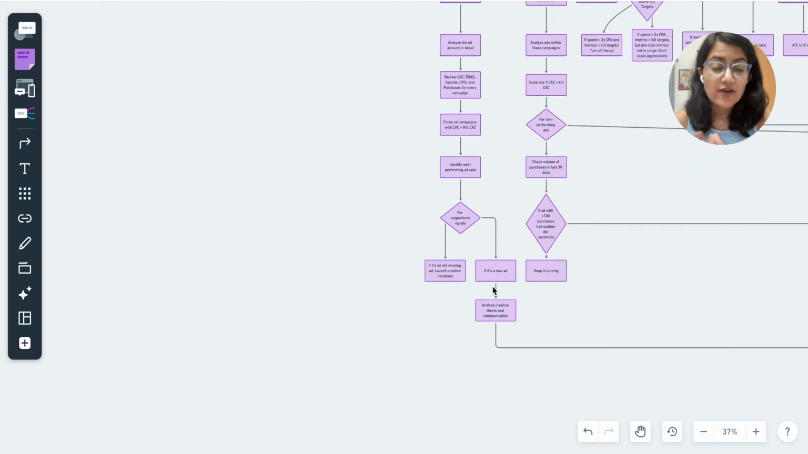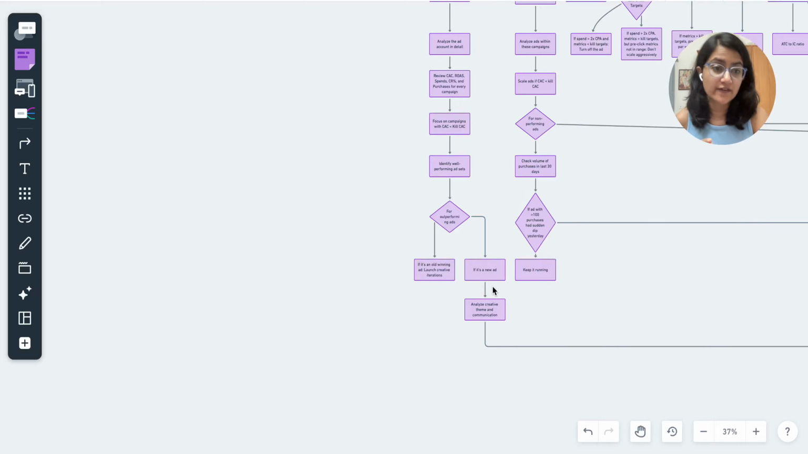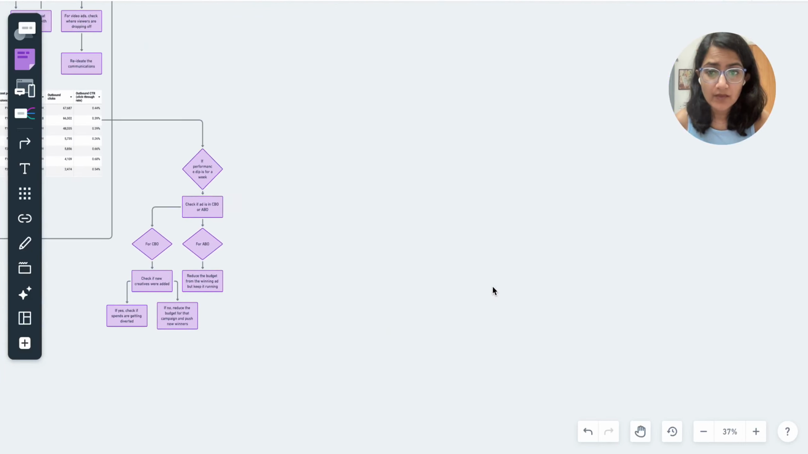Next, for the campaigns which are underperforming for your outperforming product, again repeat the same thing, whether the campaign is CBO or ABO, just repeat this step, to make sure that you are stopping loss for any winning or underperforming product across the account.